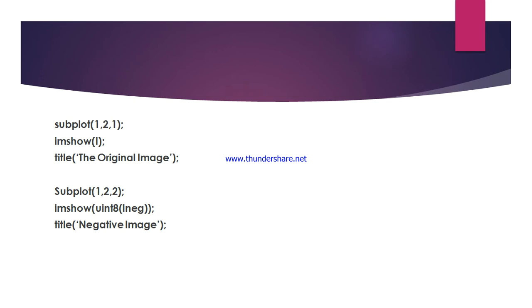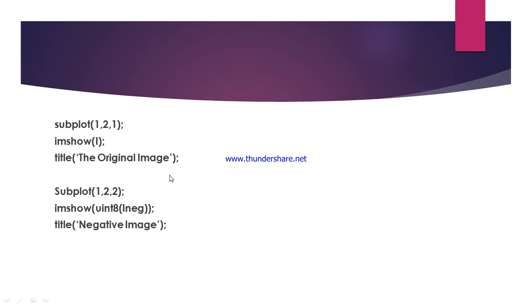Now to see both the original image as well as the negative image, I will use the subplot command. Here subplot(1,2,1), where 1 is the row, 2 is the column, and 1 is the first image. So the first image is imshow of I, which is the original image. I can also give a title to it with the title command. Say I give it the title original image. You can give any title, it doesn't matter.